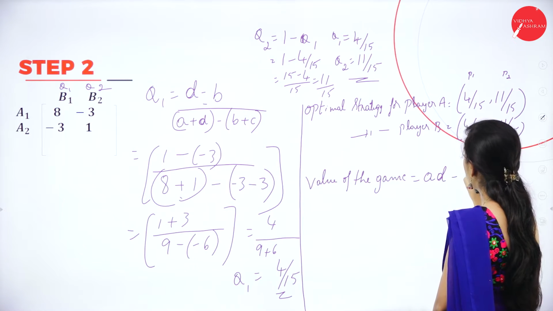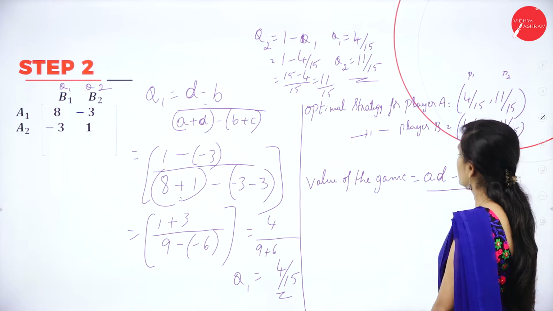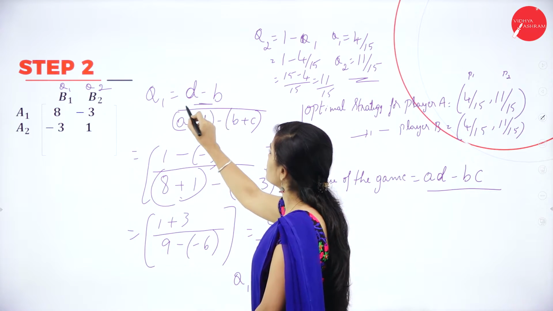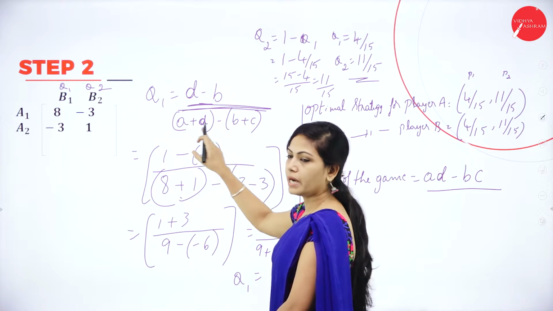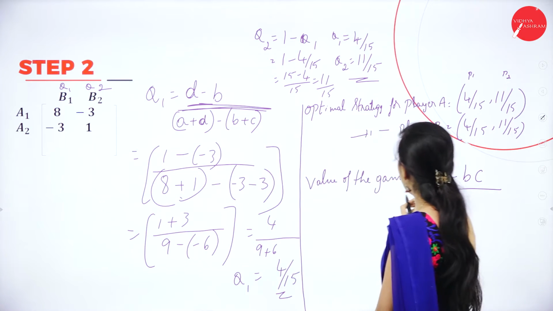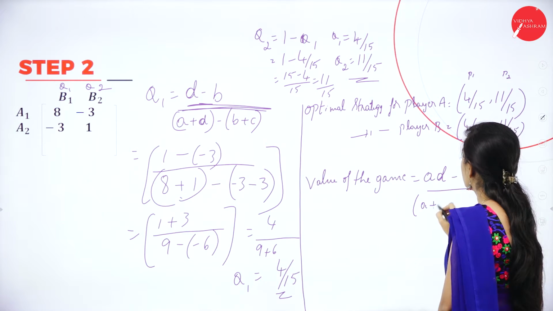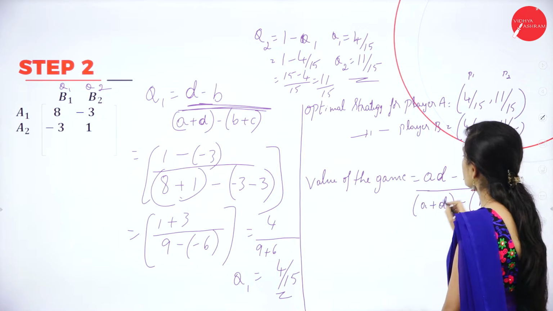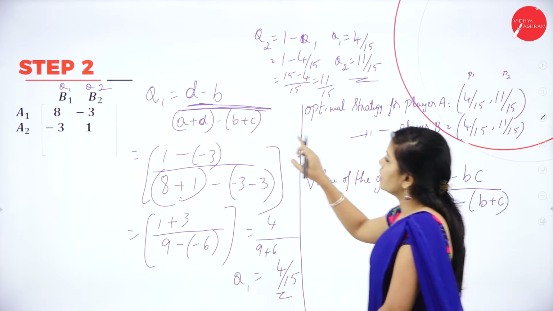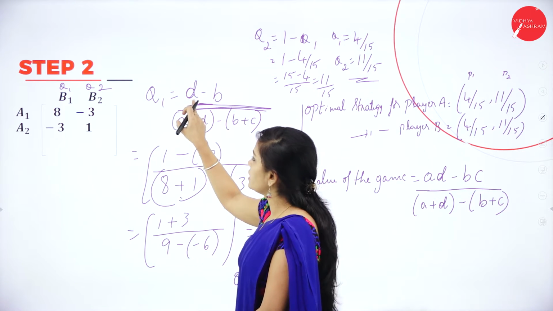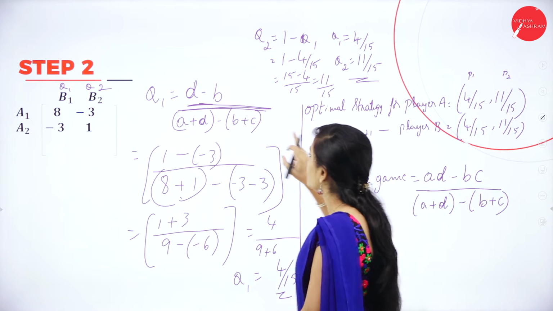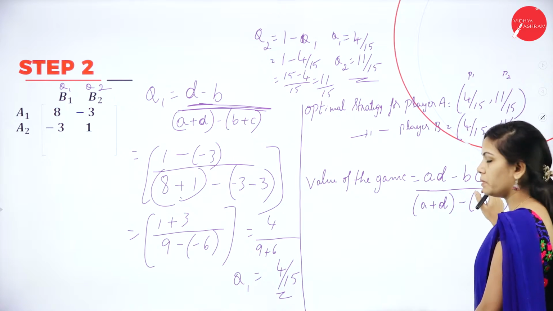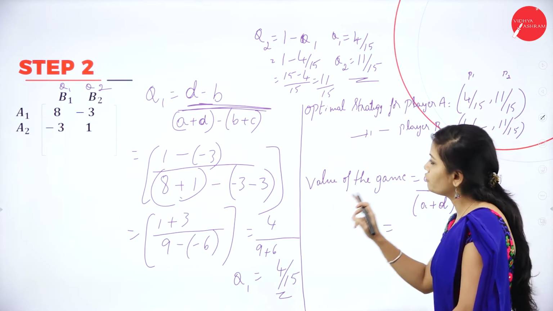A into D minus B into C, divided by A plus D minus B plus C. It is the same formula structure we used in finding Q1, where we used D minus B, but for finding the value of the game we have to use AD minus BC. That's it. So what is the value of A?